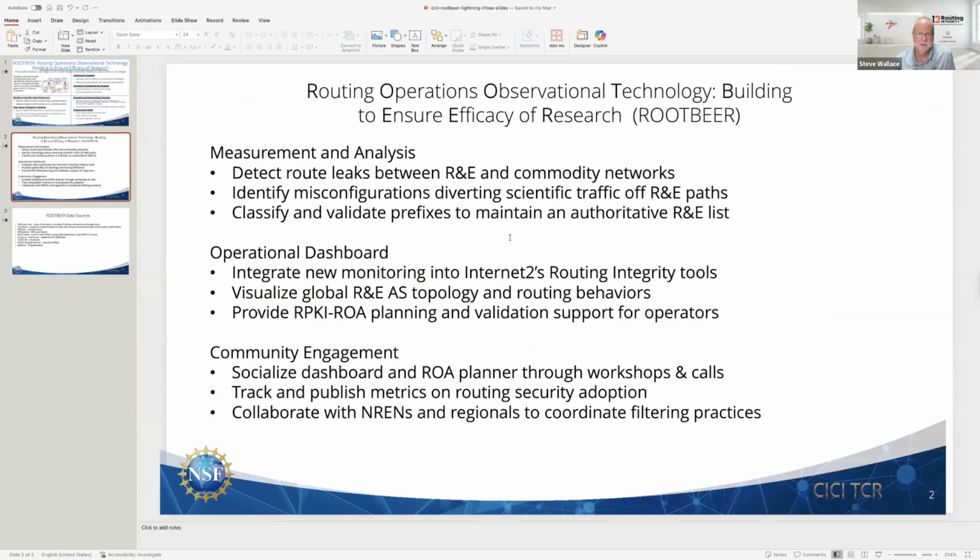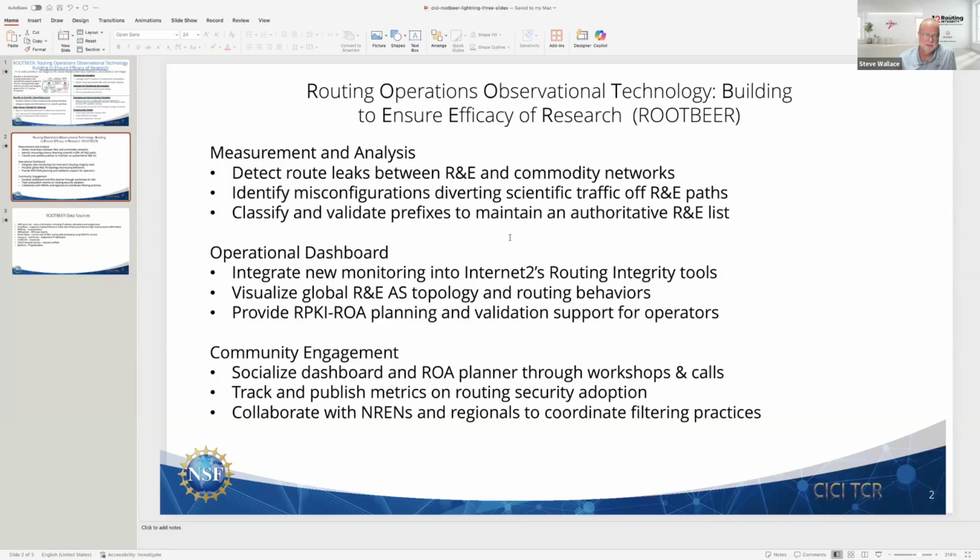To touch on the main things we're going to be doing through this project: detect route leaks between R&E and commodity networks, and identify misconfigurations that divert scientific traffic off of R&E paths. So we will have the ability to tell when particular networks are configured such that their traffic intended for another R&E destination is actually not going to take the R&E path. And again, classify and validate prefixes and maintain an authoritative, complete list of R&E routes.